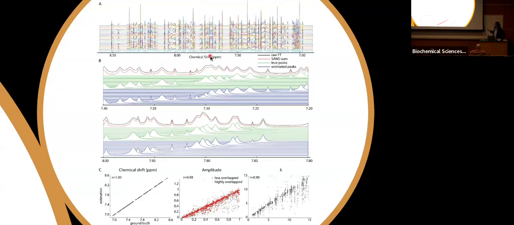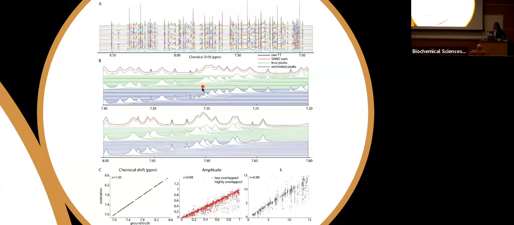The red is the SAND fit. So the black is the Fourier transform traditional data. The red is the SAND fit. The green are true peaks that we put into the simulation. The blue are the SAND modeled peaks that were obtained from that simulation.